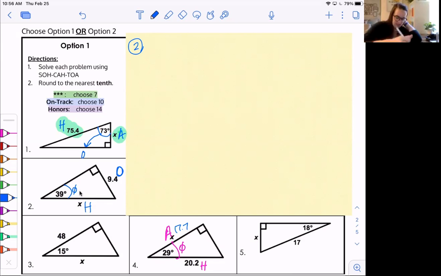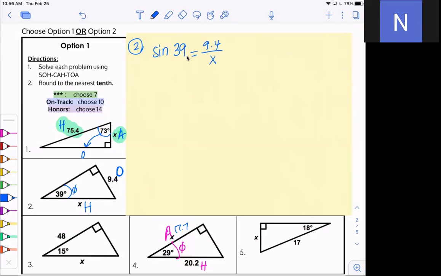And then for my equation, I put sine 39, and then I put 9.4 over x. And it equals that, right? Yeah. Sine of 39 equals 9.4 over X. For sure. Okay. How did you choose sine?